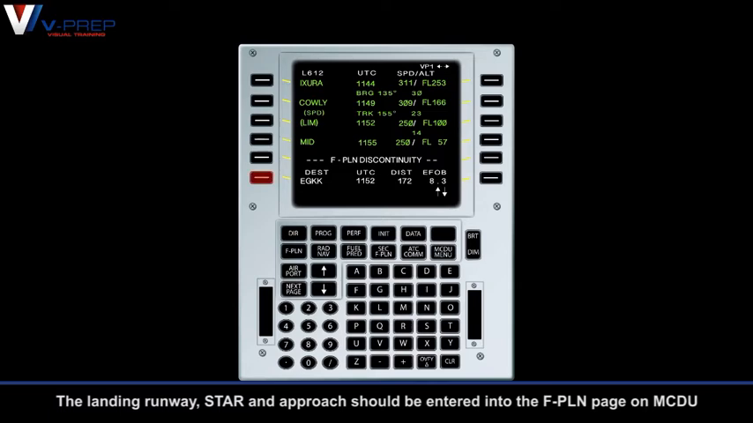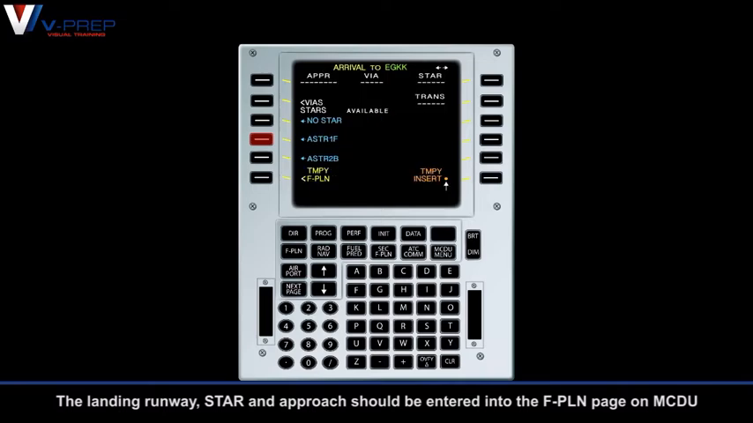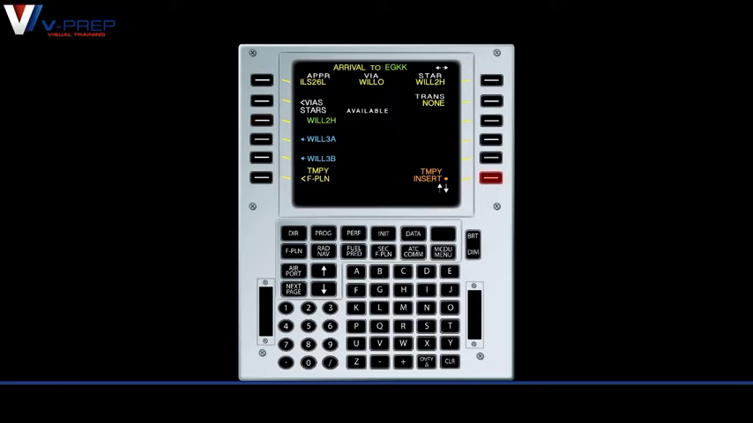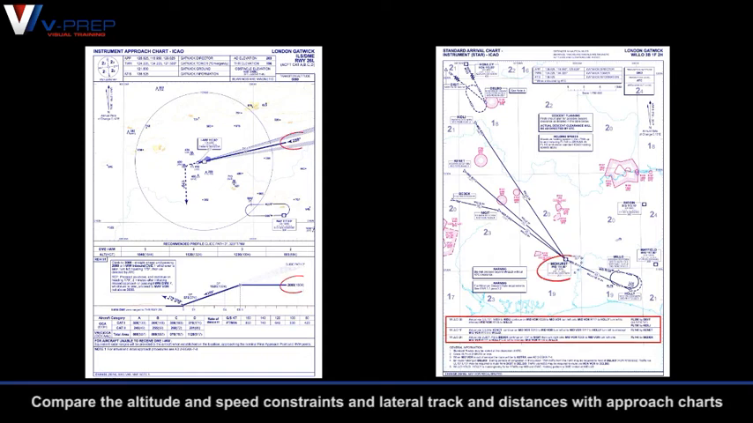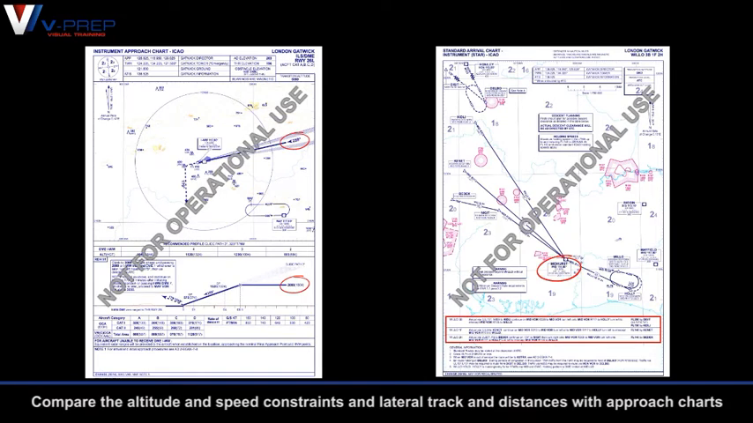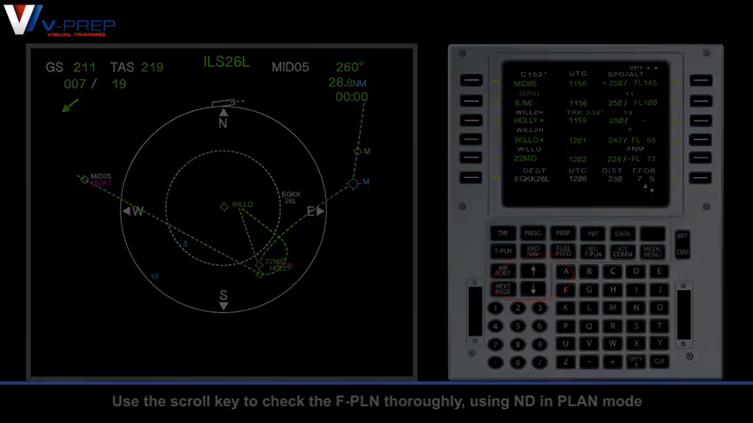The landing runway, STAR, and approach should be entered into the flight plan page on MCDU. Sequence the flight plan. Compare the altitude and speed constraints and lateral track and distances with approach charts. Use the scroll key to check the flight plan thoroughly, using the navigation display in plan mode.